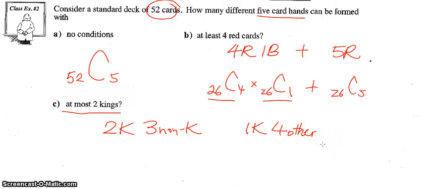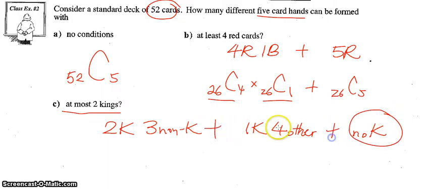Hey, you're missing one case. What case did you miss? At most 2 kings, so you can have 2 kings, you can have 1 king, you can have no king at all, no king, right? So don't miss this case.